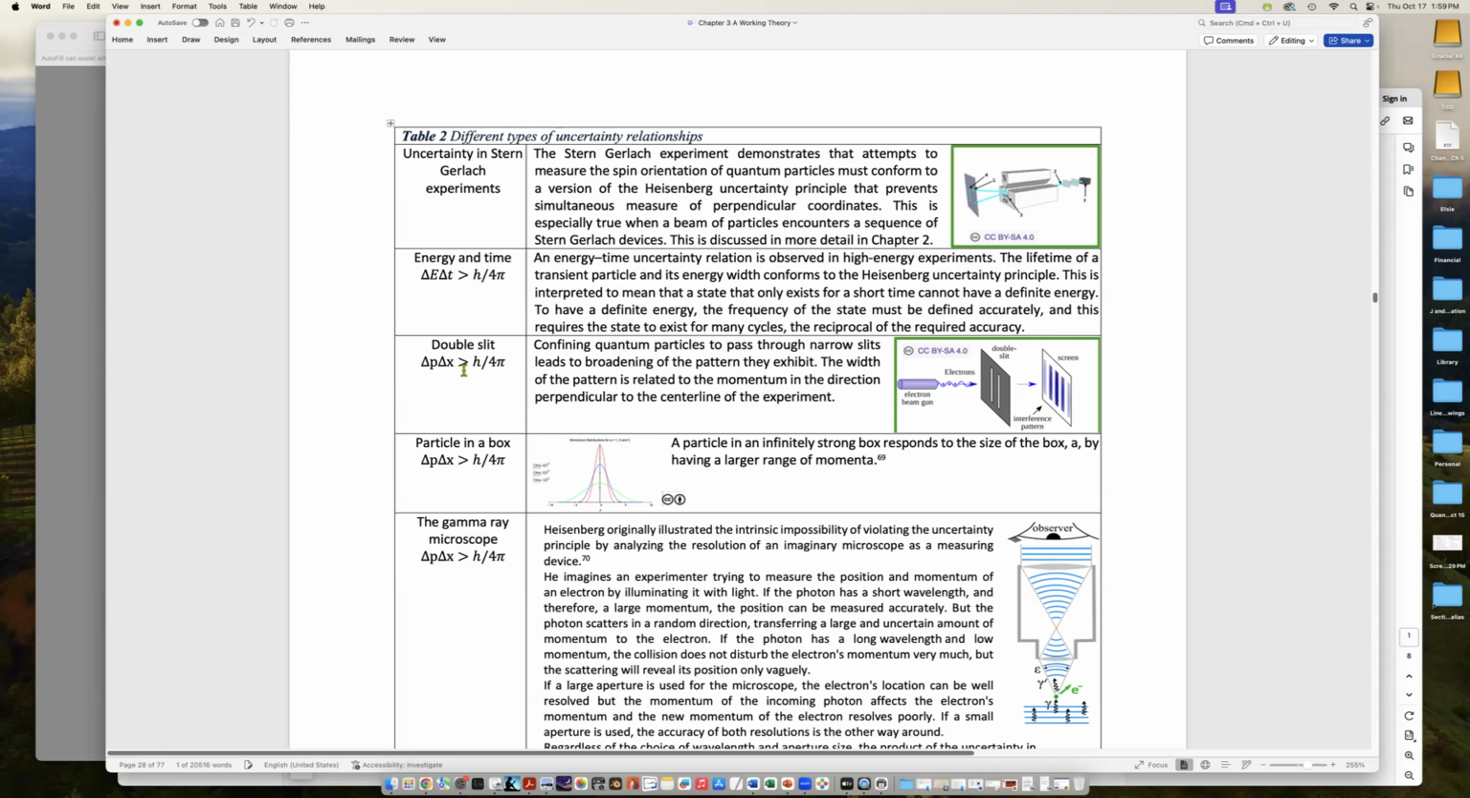Here's momentum and position. There are all sorts of versions of this. This is Heisenberg's microscope, depicted and with some description.